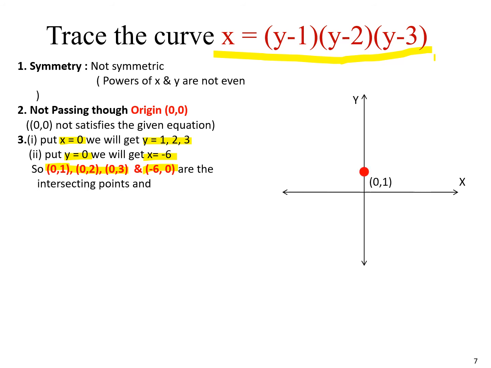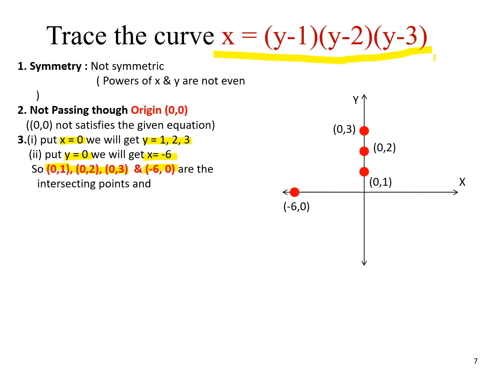So this is the first point, (0, 1), (0, 2), then (0, 3). Now here (-6, 0). So these are the 4 points. As I already told you, whenever we get points, we have to find out the tangent at these points. So let's start. Let's find the tangent.